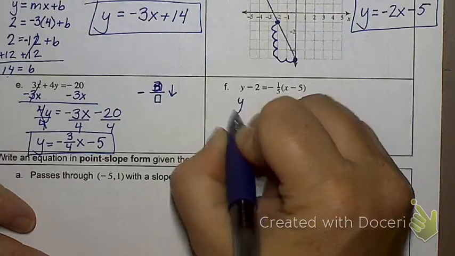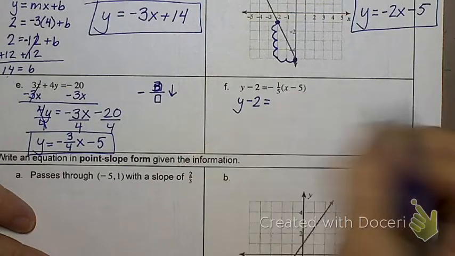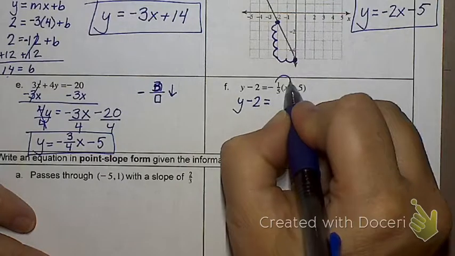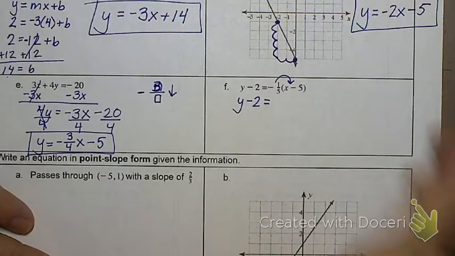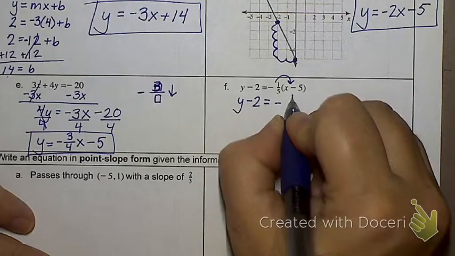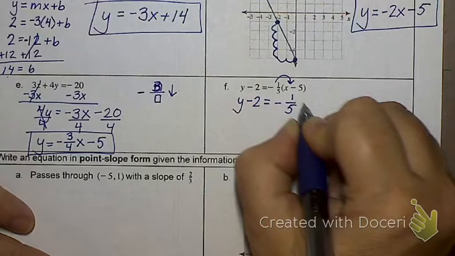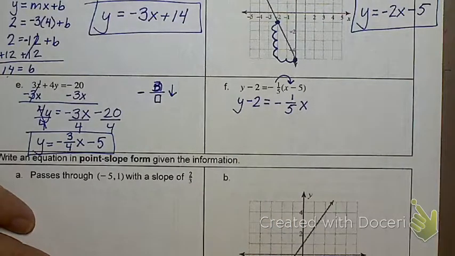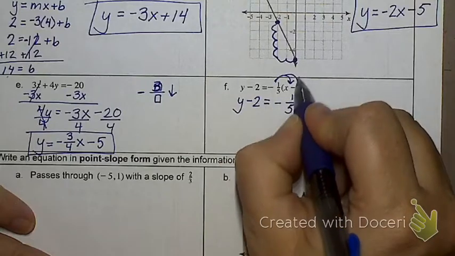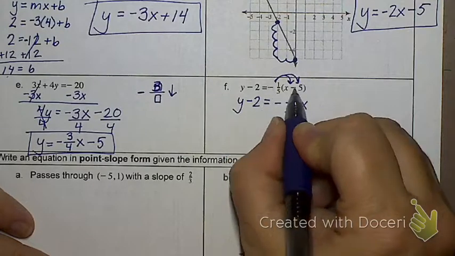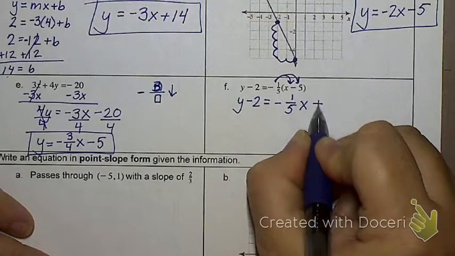I need to get rid of parentheses first because there's no parentheses in slope-intercept form. So I'm going to distribute negative 1/5. What's negative 1/5 times x? That's negative 1/5 x, right? And negative 1/5 times negative 5. Well, I know negative times a negative is going to make a positive.